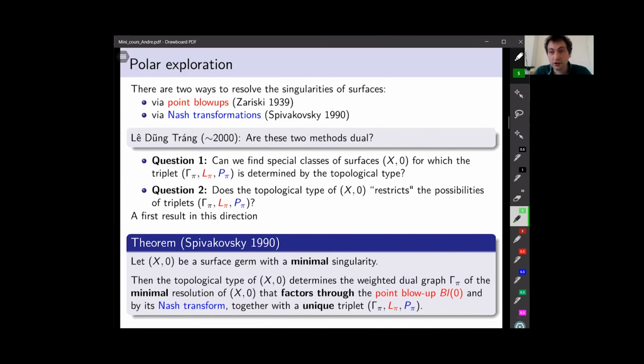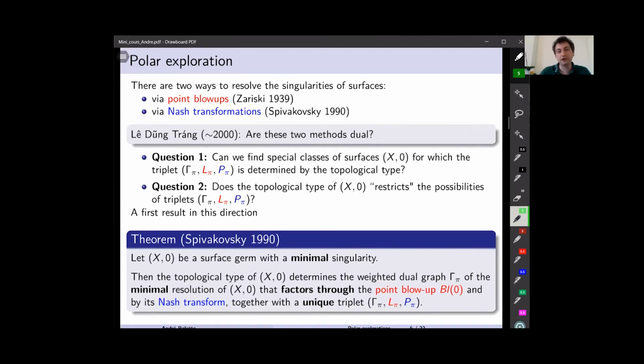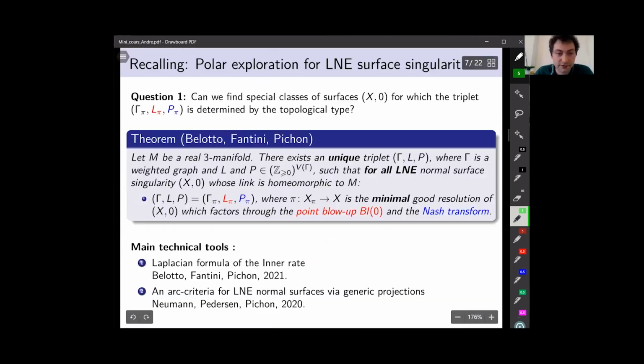And I do recall that Anna also already talked about a result of ours in this direction. So a result with Lorenzo and Anne, with Antoni and Pichon, that also answers question one and generalizes the result of Spivakovsky because we talk about LNE singularities. So Lipschitz Normal Embedded, which I recall, minimal singularities are always Lipschitz Normal Embedded. Lipschitz Normal Embedded is a class of singularities which is bigger. So we do also give a positive answer to this question.